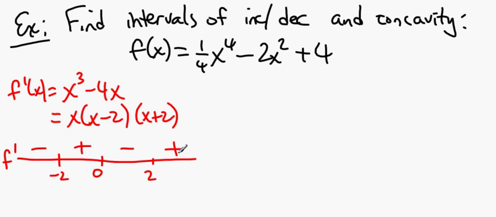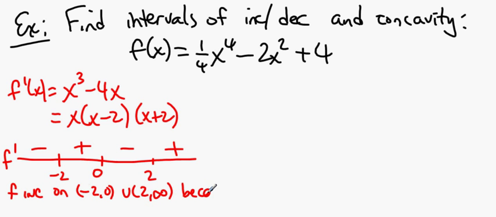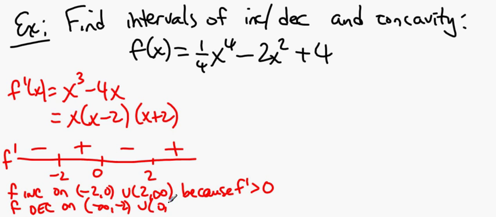And so what do I know? I know that f is increasing where? F is increasing where f prime is positive. Because f prime is positive. Similarly, f is decreasing in the other places. Why? Because f is decreasing where f prime is negative.